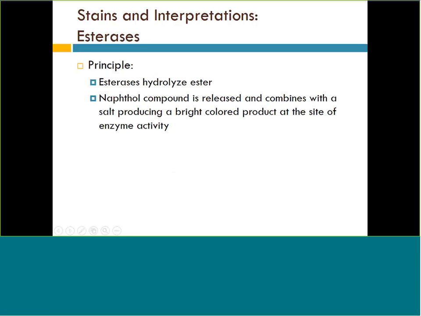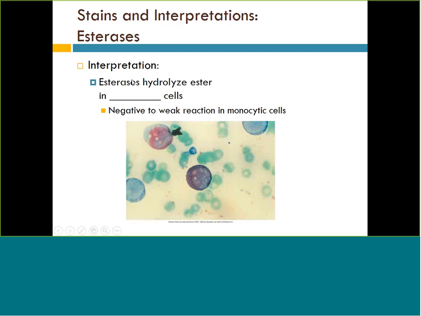All right, so the principle, again, this is just information. You don't have to memorize the principle. It's just saying the esterases are an enzyme that will hydrolyze ester. There will be a compound released, and that will combine with the salt, producing a colored product to show the stain reaction. So that's it. That's how it comes up with a colored stain reaction. You don't have to remember it.